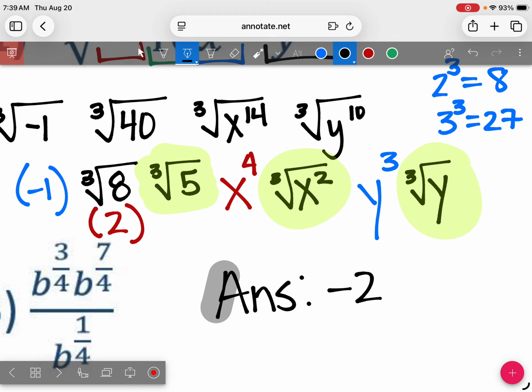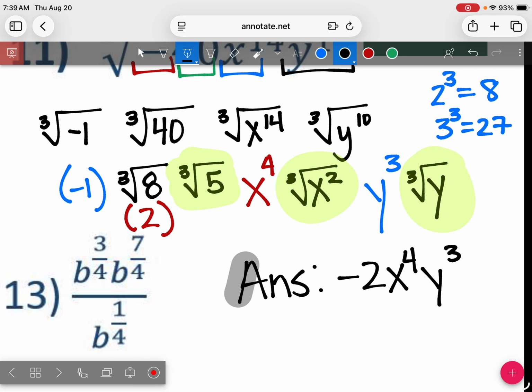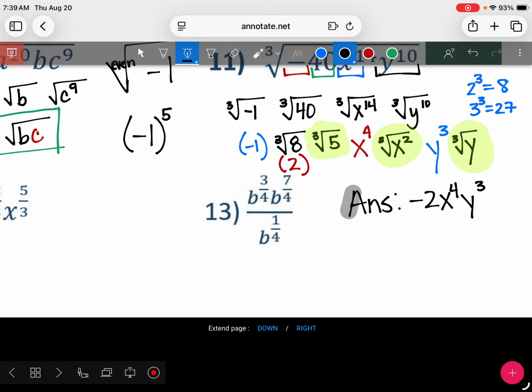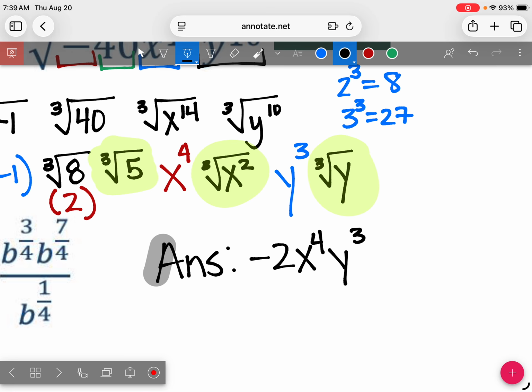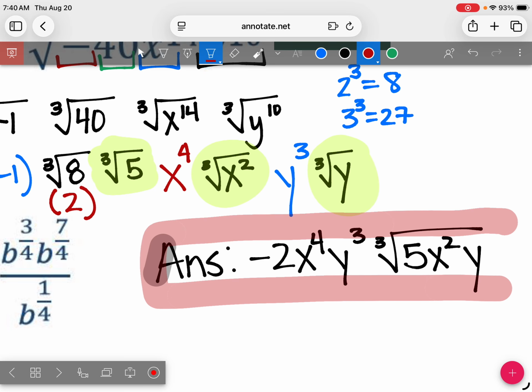How many groups did I have for my x's? 4. How many groups did I have for my y's? 3. Now I'm going to make my radical in the back, and in the radical, I'm putting everything that I have highlighted. So that's a 5, that's 2 x's, and that is a y. This would be the final answer. So you have to take it step by step.